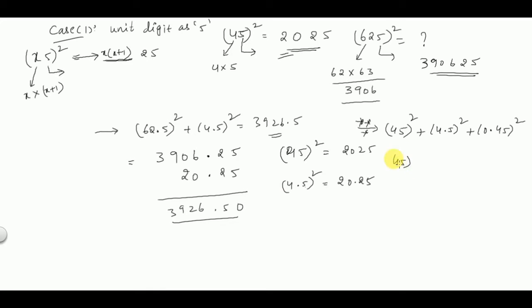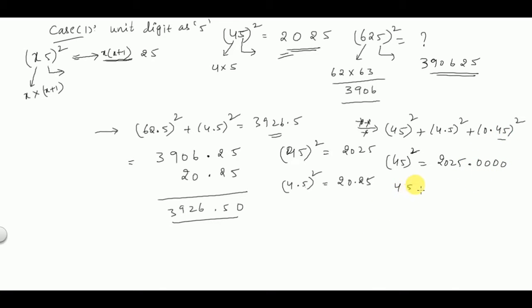So 45 whole square we have got as 2025. So place 4 dots after that, because we have a maximum of 2 numbers after the dot, so we'll get 4 numbers after this decimal point, so we have to write this.